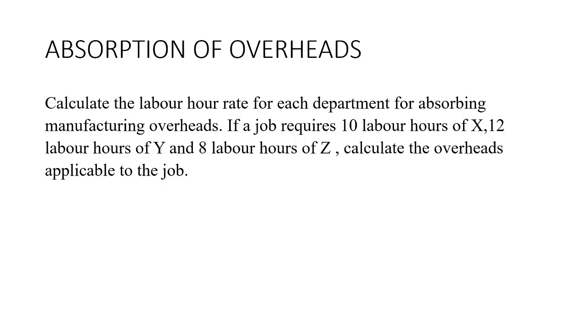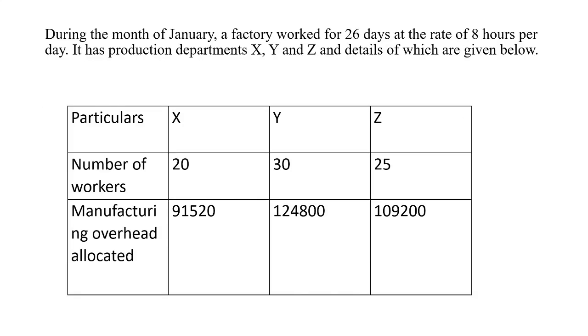To answer the second question, we require the labor hour rate. So the second part is to calculate the overheads applicable to a job, if the job requires 10 labor hours of X department, 12 labor hours of Y department and 8 labor hours of Z department. So the first aspect is we'll have to calculate the labor hour rate. To calculate the labor hour rate, we require the overheads as well as the labor hours. Now we have the information about the manufacturing overheads for each department, but the labor hours are not given. We'll have to calculate the labor hours for a period of 1 month.